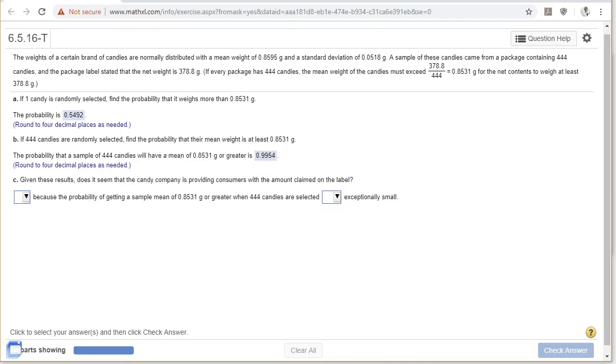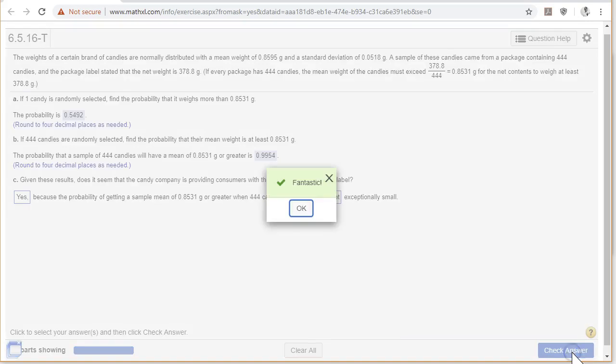Given these results, does it mean that the candy company is providing consumers with the amount claimed on the label? It looks like it. There's a strong possibility here. So we'll say yes, because the probability of getting a sample mean this great when we take 444 candies is not exceptionally small. It's almost guaranteed that we're going to get a mean weight that meets what the label is saying. So let's check our answer, and there you go. Okay, I hope that helps.